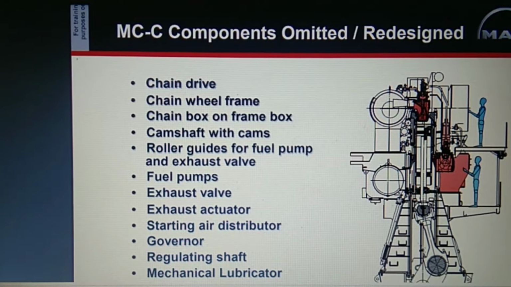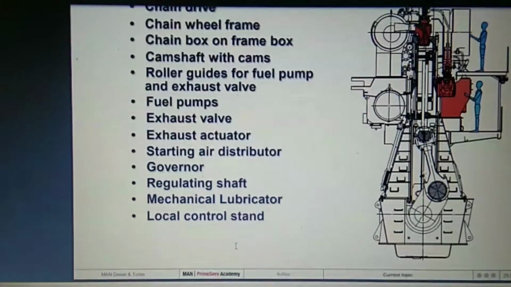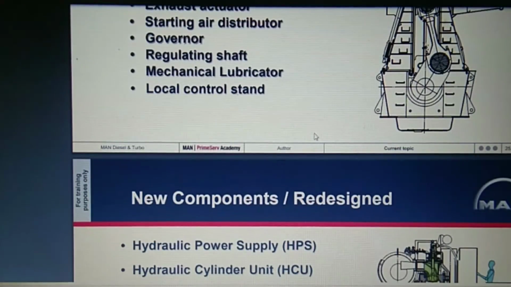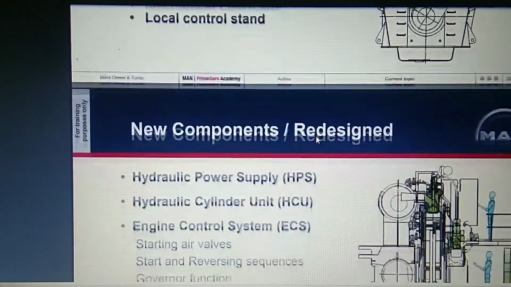MC engine, there is a chain drive. Then chain wheel frame is there, chain box or frame box is there, and camshaft with cams are there. Roller guides are there for fuel pumps and exhaust valves, then fuel pumps, exhaust valves, exhaust actuators, starting air distributors, governor, regulating shaft, mechanical lubricators, local control stand. All this is omitted in ME engines, right? Because it is an intelligent, electronic engine, so everything is replaced by electronic chips or electronic cards.